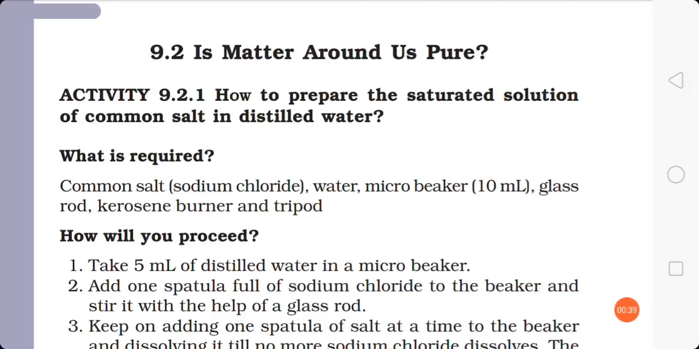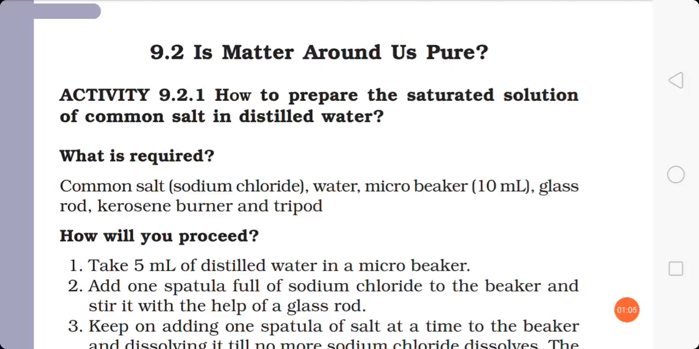Here you know that common salt is sodium chloride, which we use in our daily life, and distilled water is prepared from distillation, where pure water is there and no other impurities are present in the water. So we are going to use these two things to prepare a saturated solution of common salt.